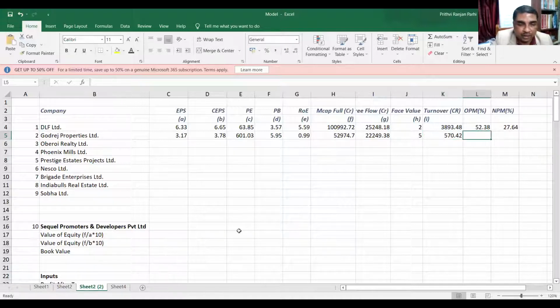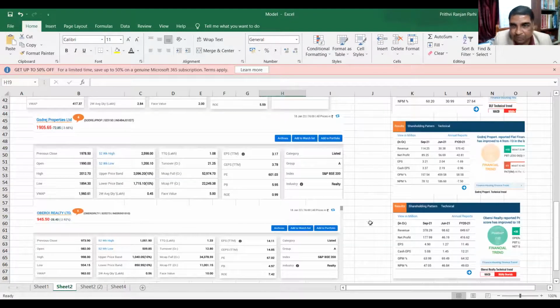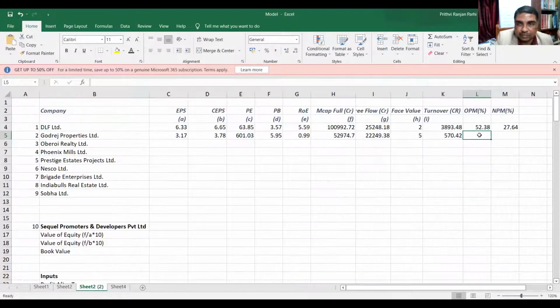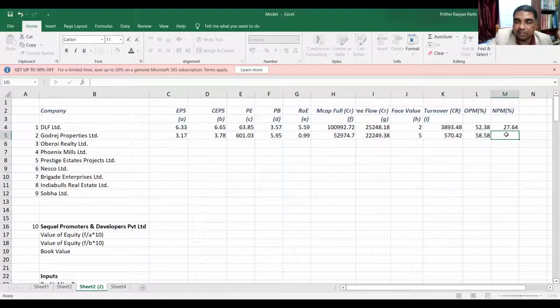570.42. And you need the profit margins. If you refer to the profit margins, how much is here? 58.58 and minus 7.5. Okay, got it?